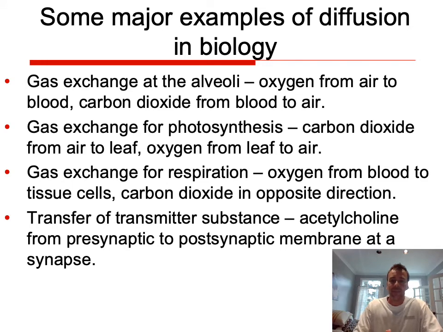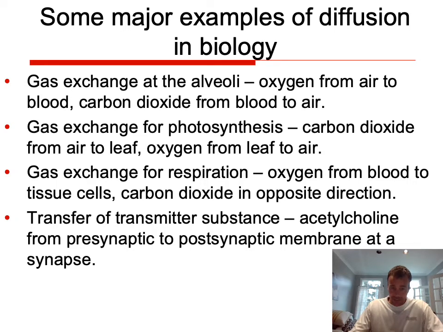Some examples of diffusion in biology: there's gas exchange in the alveoli. So oxygen is received from air to blood, and carbon dioxide from blood to air. There's also gas exchange in photosynthesis. We get carbon dioxide from the air to the leaf, and then oxygen from the leaf to the air. There's gas exchange for respiration, oxygen from blood to tissue cells, and then carbon dioxide in the opposite direction.